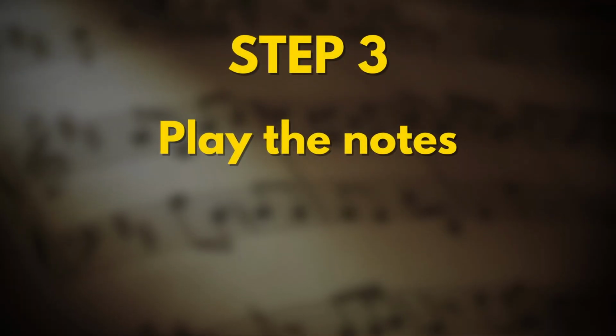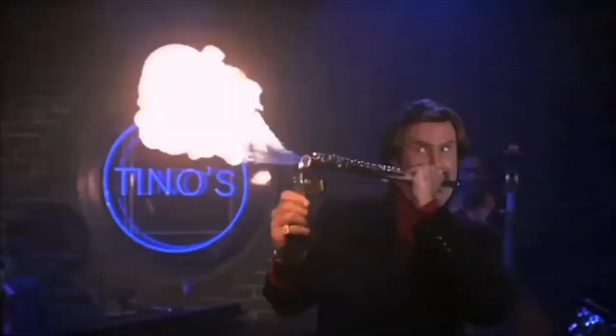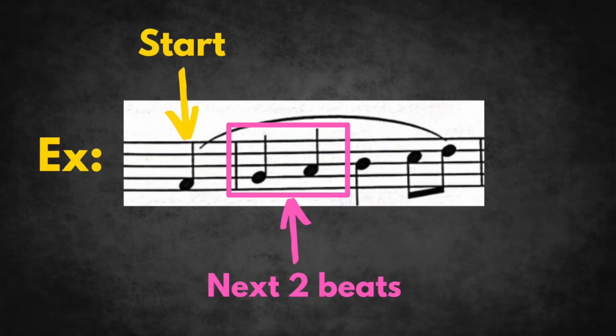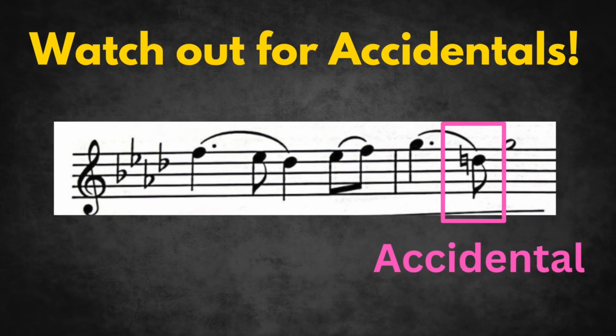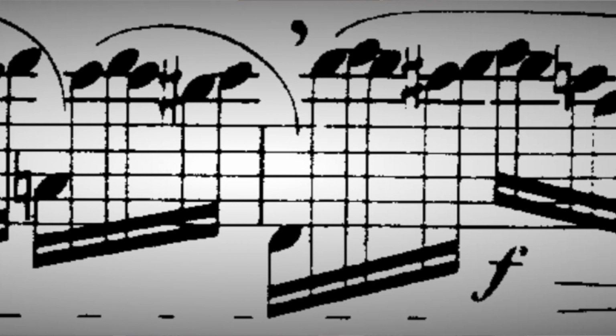Step 3. Play the notes. Now that you're familiar with the rhythm, it's time to focus on playing the correct notes. Use a metronome and play the music at a slow tempo, gradually increasing the speed as you become more comfortable. When reading the notes, try to focus on 2 beats ahead of the note you're playing. This way, you'll know what notes are coming up and avoid any surprises. Watch out for accidentals. These are notes that are outside the key signature. If you come across a particular passage that gives you trouble, focus on that section and practice it separately. Start slow. Once you feel comfortable with that passage, return to playing the entire piece.